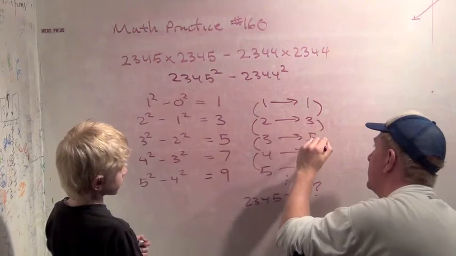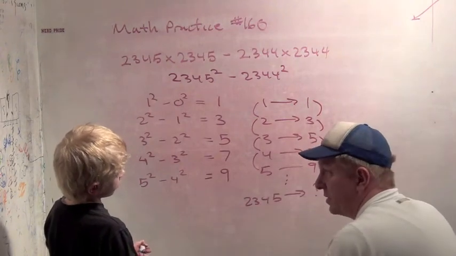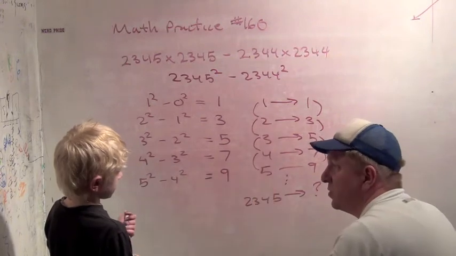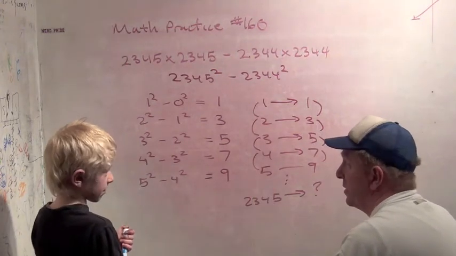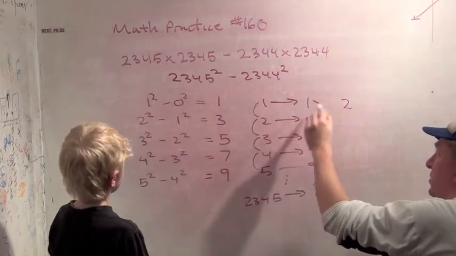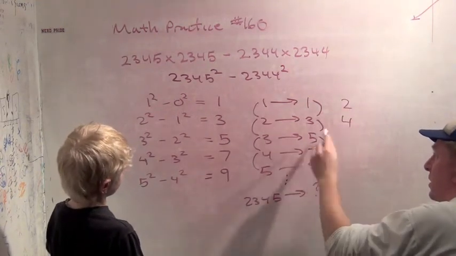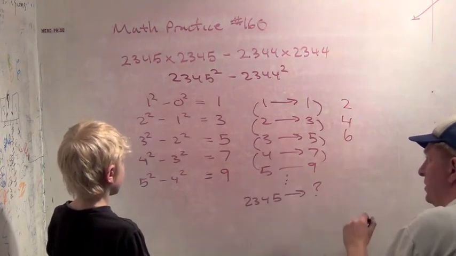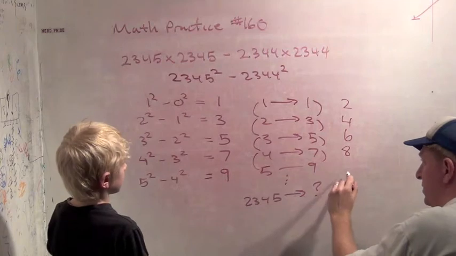What's the difference between these numbers? 2. Every time, right? Yep. Okay, so maybe the first thing we should do is multiply these numbers by 2, just to see if that helps. Yep. Okay, so let me write that over here. What's 1 times 2? 2. What's 2 times 2? 4. What's 3 times 2? 6. What's 4 times 2? 8. 5 times 2? 10.